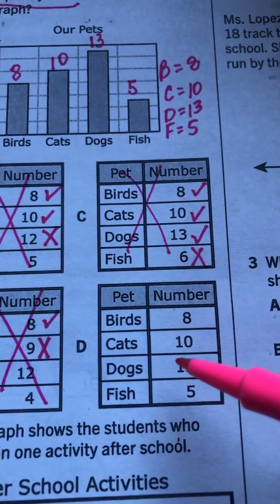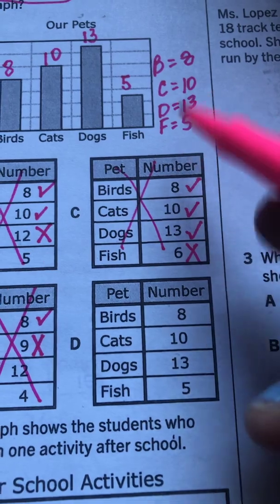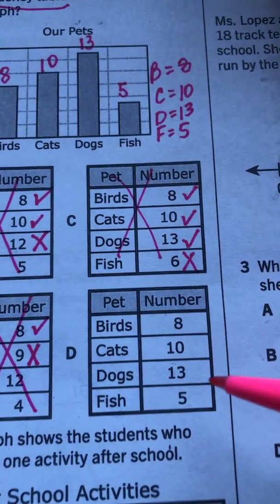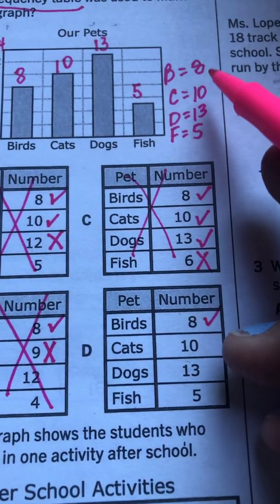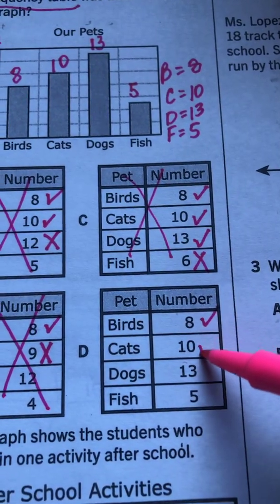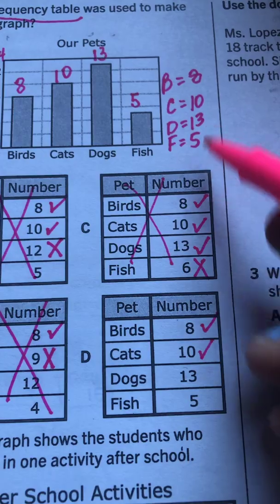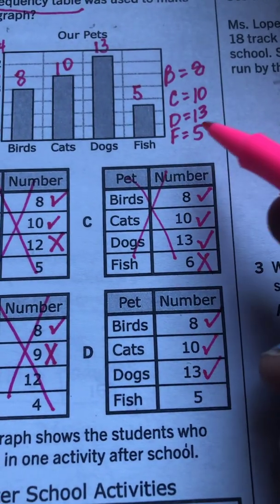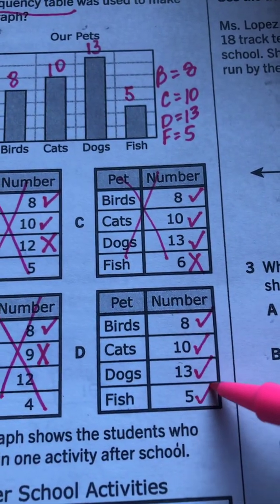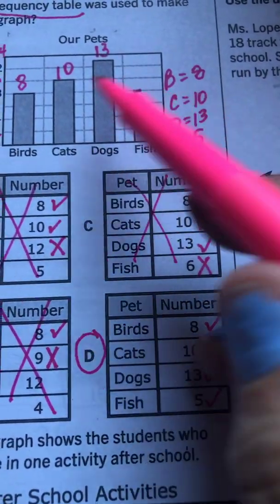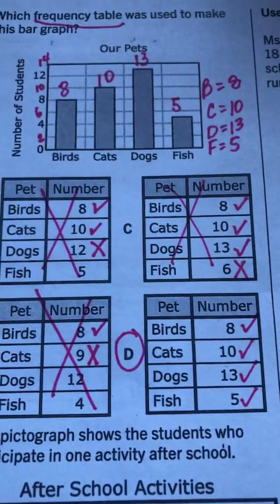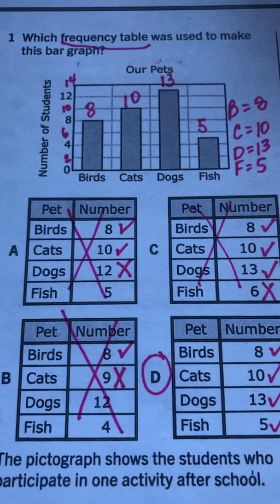Now, if D is not correct, then there's something wrong that I did while I was interpreting the graph, and I would have to go back to check. Birds is 8. Cats needs to be 10. Dogs is 13. And fish equals 5. So then this is the frequency table that matches my bar graph. So I've just concluded that question on a graph.